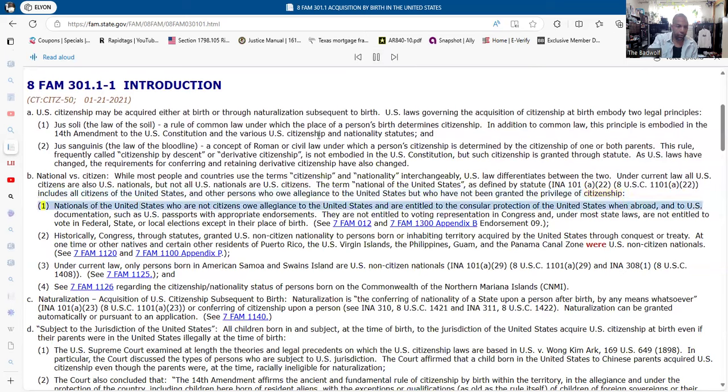Citizenship. 1. Nationals of the United States who are not citizens owe allegiance to the United States and are entitled to the consular protection of the United States when abroad, and to U.S. documentation, such as U.S. passports, with appropriate endorsements. Appropriate endorsements. They are not entitled to voting representation in Congress and, under most state laws, are not entitled to vote in federal, state, or local elections except in their place of birth. See 7 FAM 012 and 7 FAM 1300 Appendix B Endorsement 09. Did you hear that? So they have not exactly been hiding the 09 code. We just didn't know where to look.